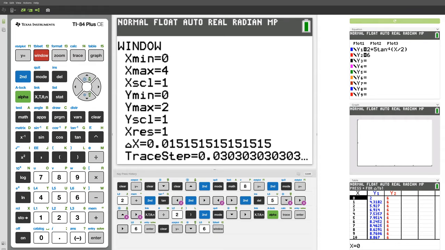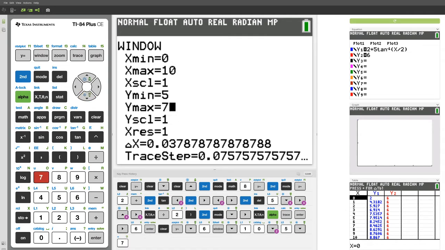See, so I'm starting at 0. I want 10 days should be more than enough. And I want it to equal 6, so my y min is going to be 5. And y max. Okay, a couple things to point out about my window here.